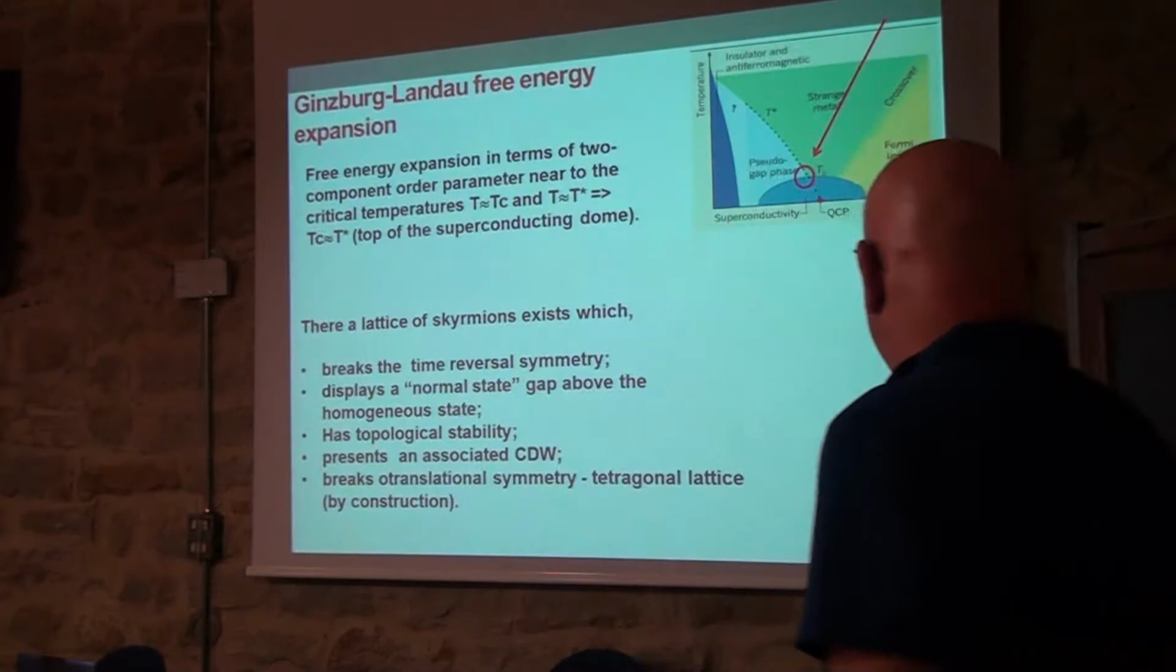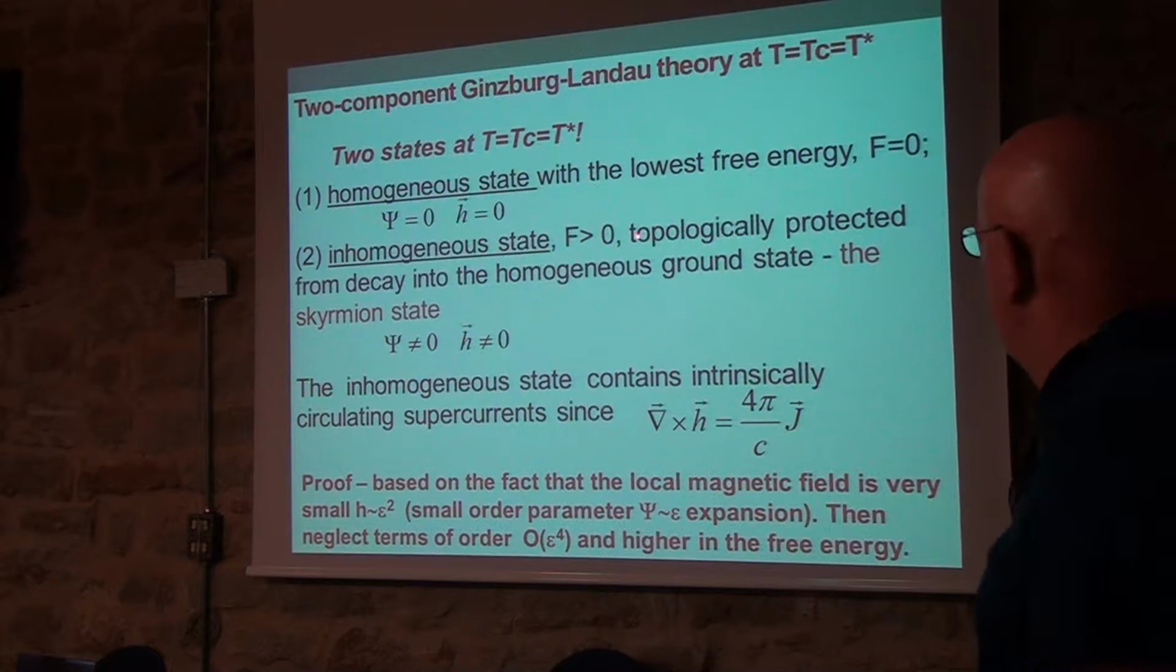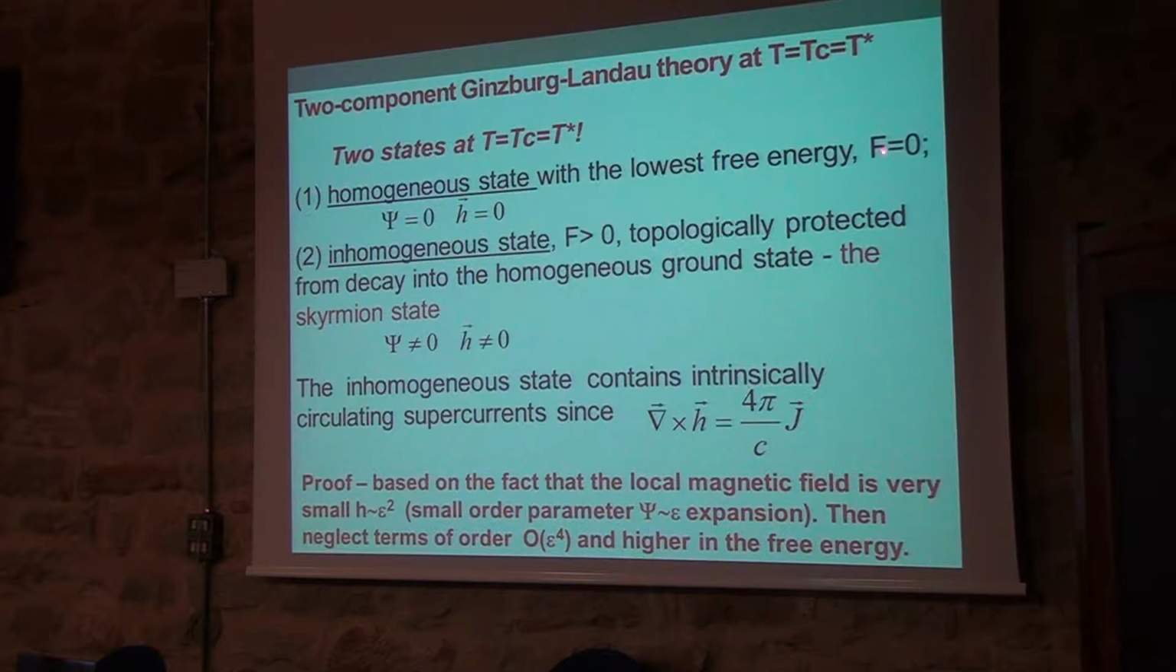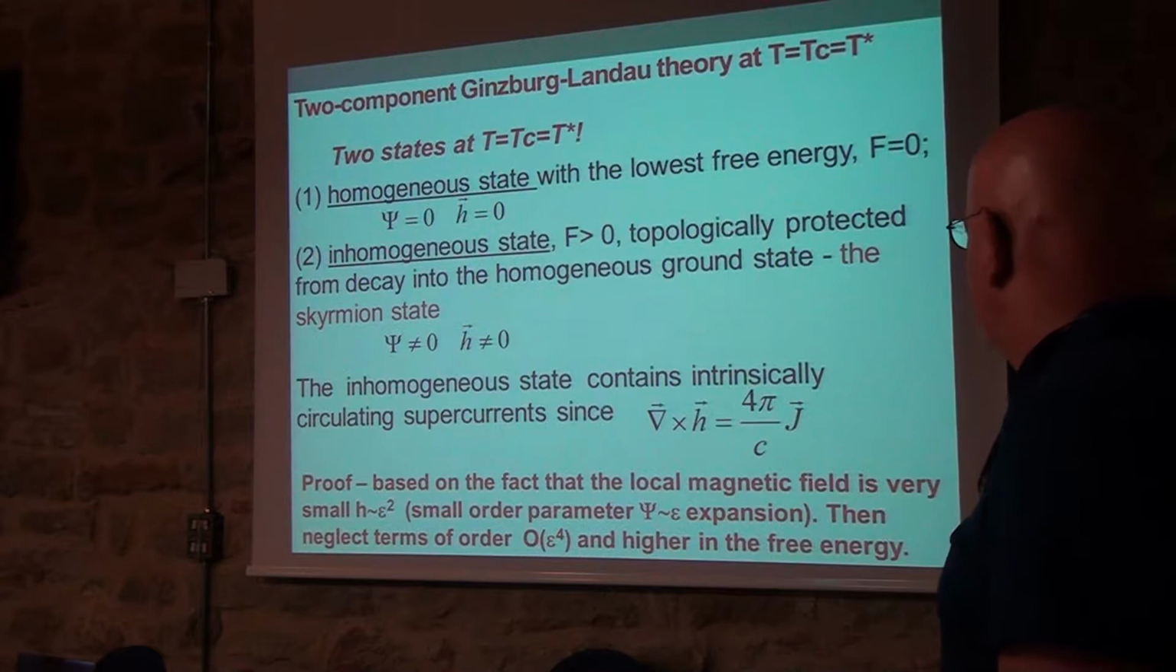So in other words, what I'm saying is that at this temperature, I have two states. One is the homogeneous state, which is the one with lowest free energy, of course. No order parameter, no local field. Free energy is equal to zero. And I have an inhomogeneous state with a free energy above zero, which is topologically protected from decay into the homogeneous ground state. It has non-zero order parameter and non-zero local magnetic field. And it develops an intrinsic complex set of currents between the layers and within the layers that are interconnected.